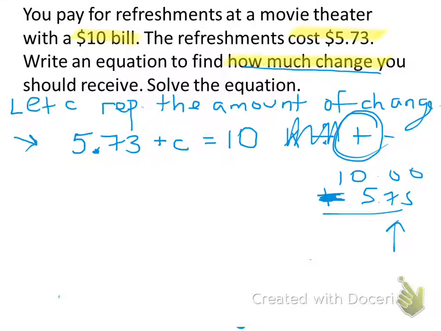There's another way you could have written it. If the other way makes more sense to you, it's totally okay if you wrote it that way too. The other way would be 10 minus the amount of change we're going to get equals $5.73. If you wrote it that way, or if you think of it that way and understand that way better, that's totally fine, and on a quiz you would get that absolutely correct. For now, we're not going to do it this way though. We're going to go back to the first equation.